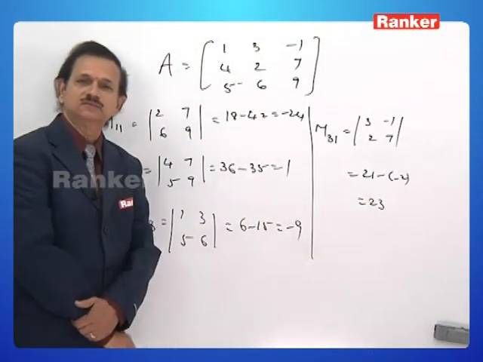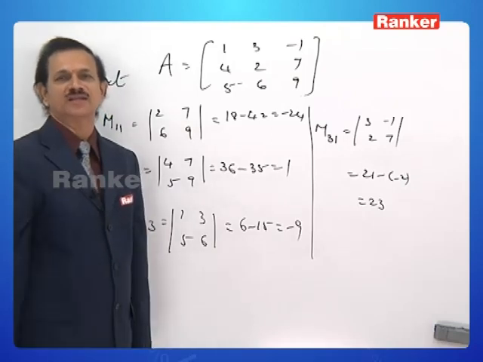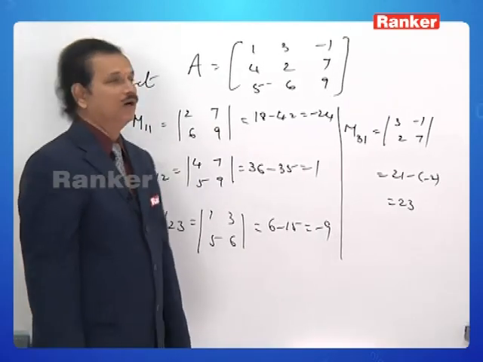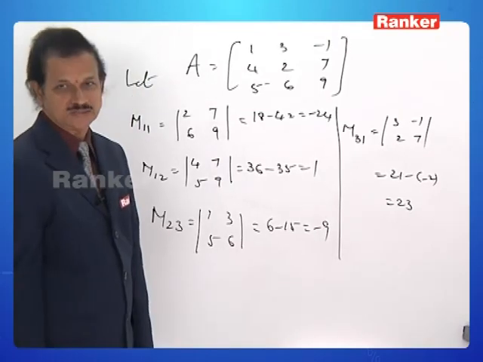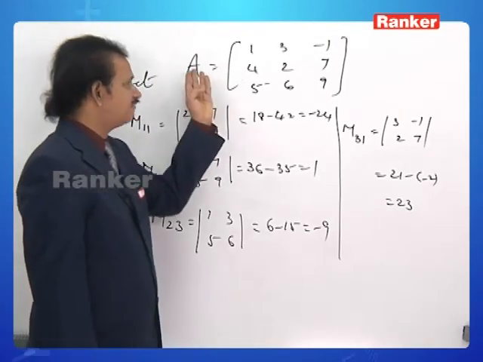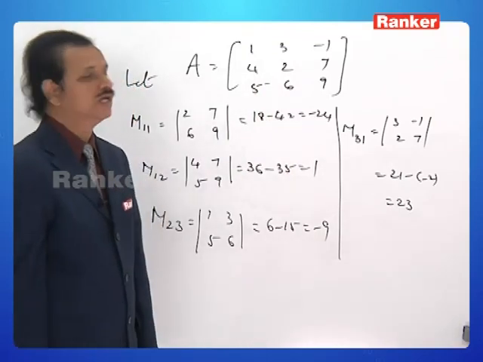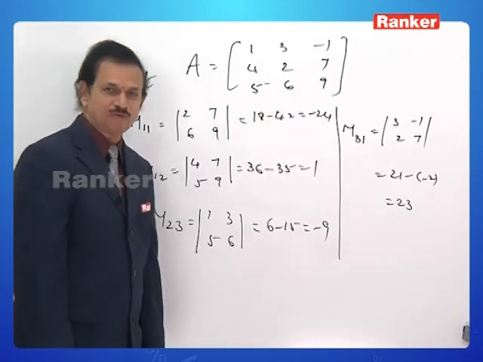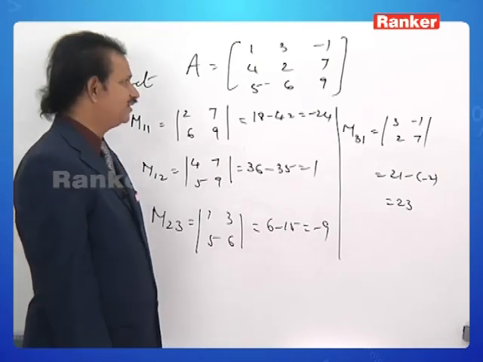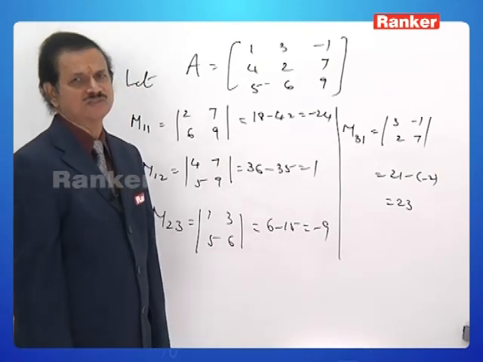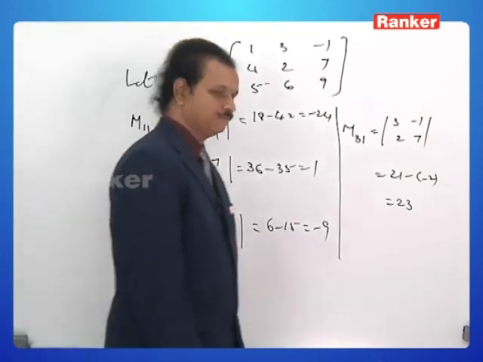Like that, we define the minor of an element of a square matrix. How many minors will be there for A? As there are 9 elements, 9 minors will be there. If A is a 4x4 matrix, how many minors of the elements will be there? 16 elements, so 16 minors will be there. Well done. Next one.